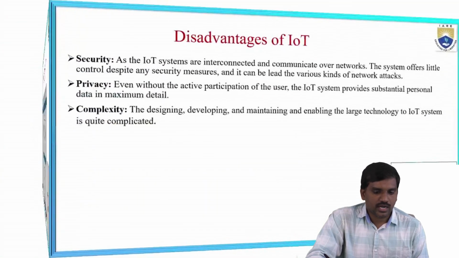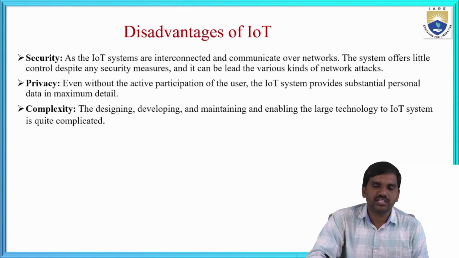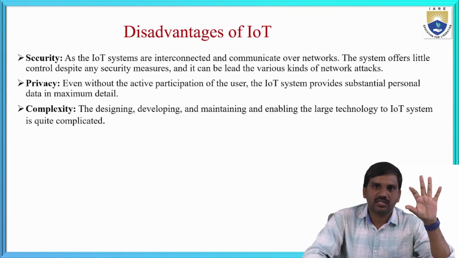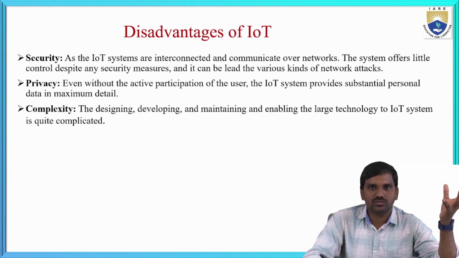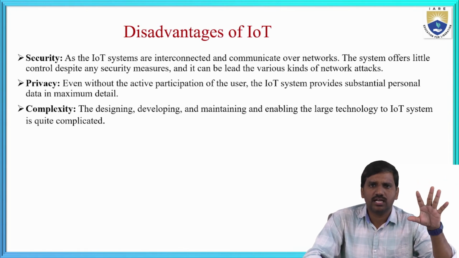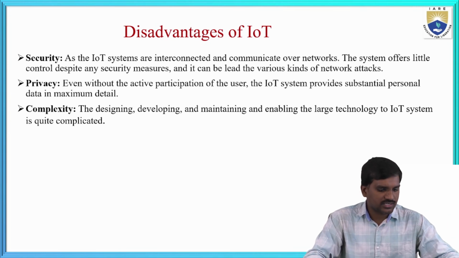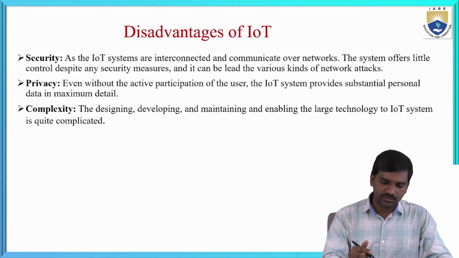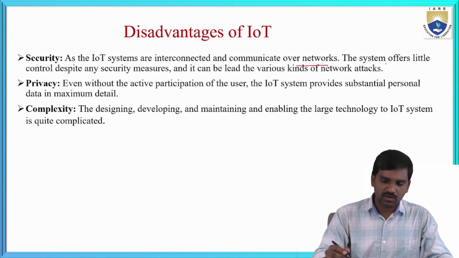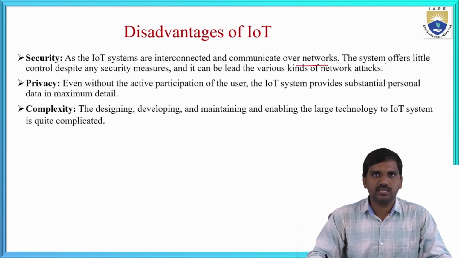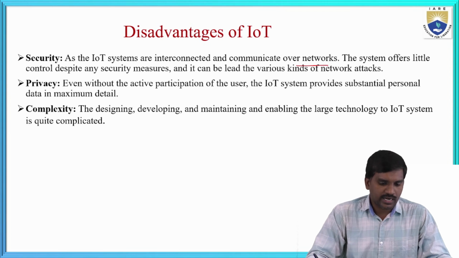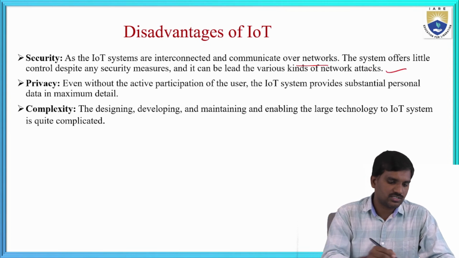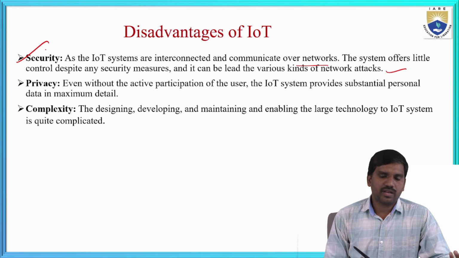Next, disadvantages of IoT. Everything has advantages and some disadvantages, but where the advantages are greater, we can ignore the disadvantages. In IoT also, we have some disadvantages in terms of security, privacy and complexity. As IoT systems are implemented and communicate over the network, the system offers little control despite any security measures, and it can lead to various kinds of network attacks. That is in terms of security and privacy.